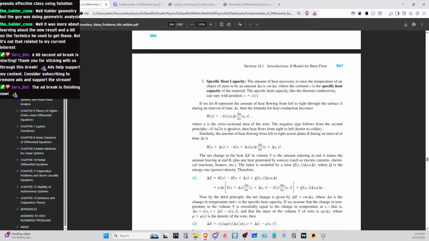If we let H represent the amount of heat flow from left to right through the surface A during the interval of time delta t, then the formula of heat conduction becomes, okay, A is the cross section of the wire. The negative sign follows from the second principle. If du/dx is positive, then the heat flows from right to left, hotter to colder.